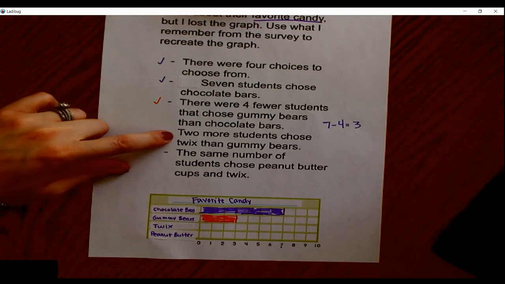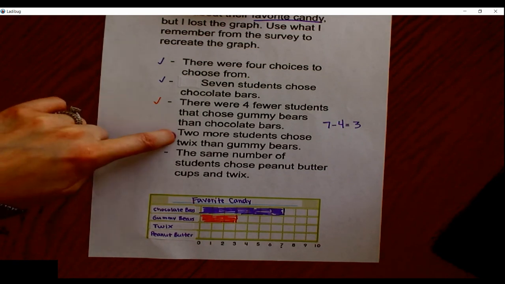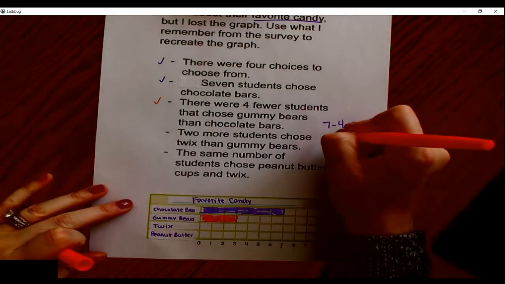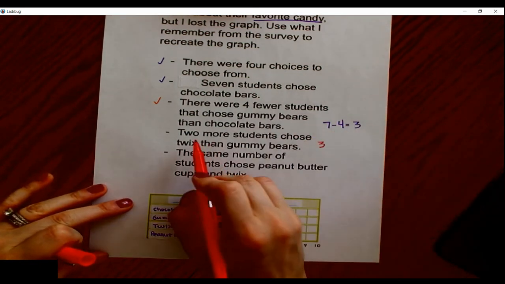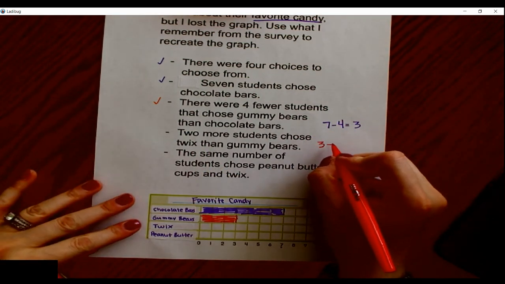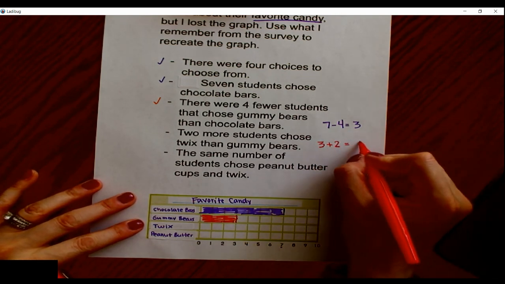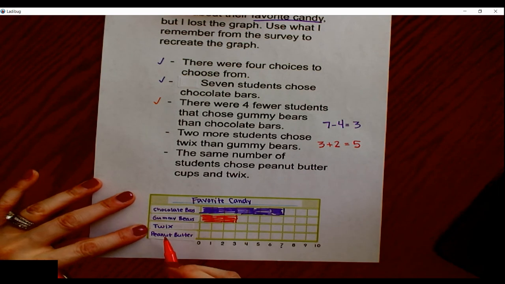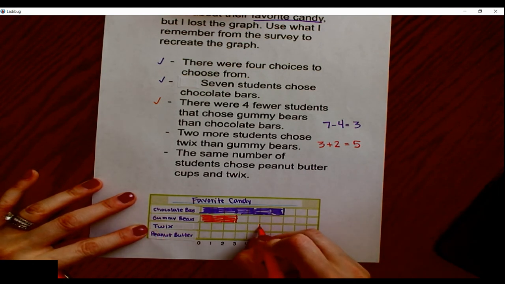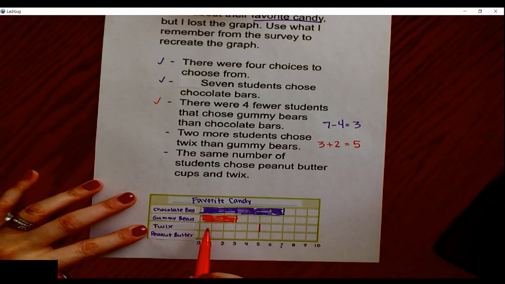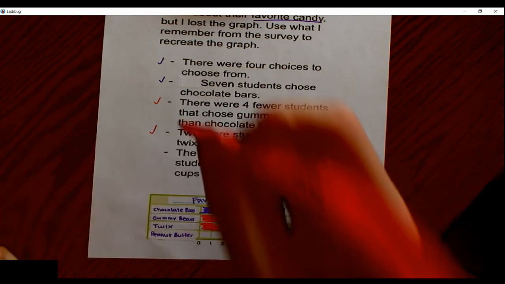2 more students chose Twix than gummy bears. So I know how many gummy bears I have, which is 3, right? But I have 2 more students that chose Twix. So I'm going to add 2. When I add 2, I get 5. So now for Twix, I have 5. I draw my line. I'm going to draw to that point. I'm done with that one.